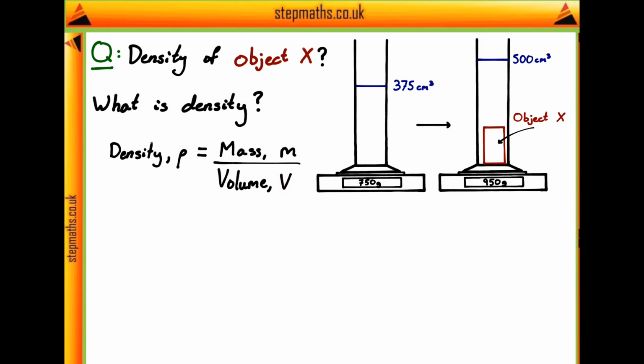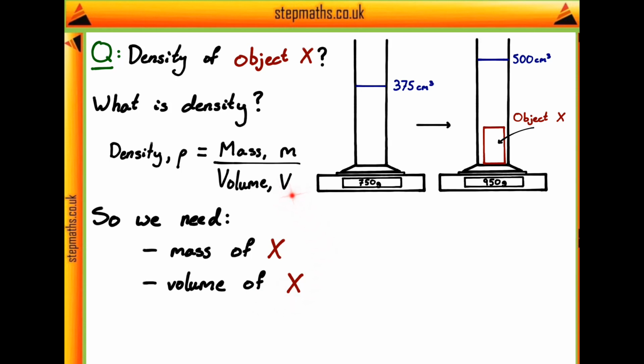So from this we can work out what we need to find the density of object X. We're going to need the mass of object X to go on the top of the fraction, and the volume of object X to go in the bottom of the fraction. At this point, all we have to do is work out how we're going to find each of these. So let's first consider the mass of the object m.